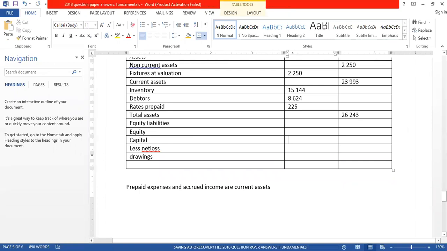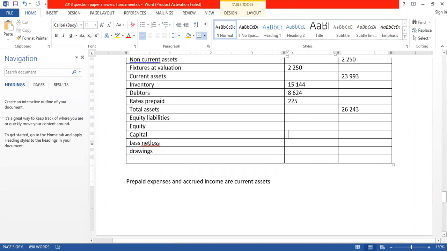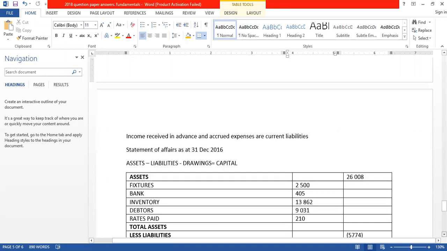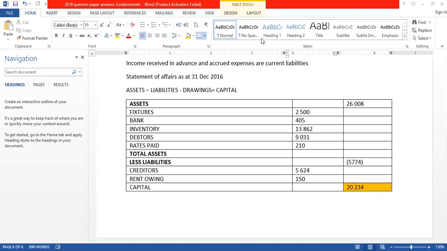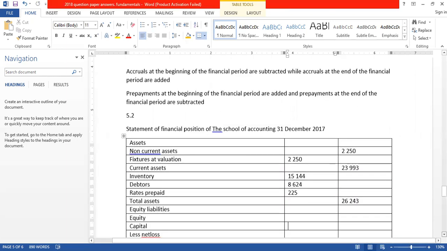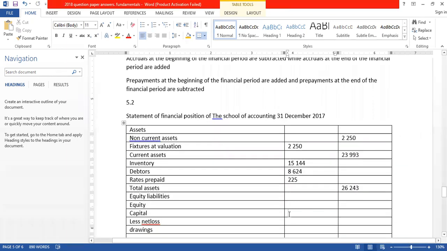So the 20,000, how much is it again? 20,200, 20,234, let me see, 20,234 is our capital that we calculated.